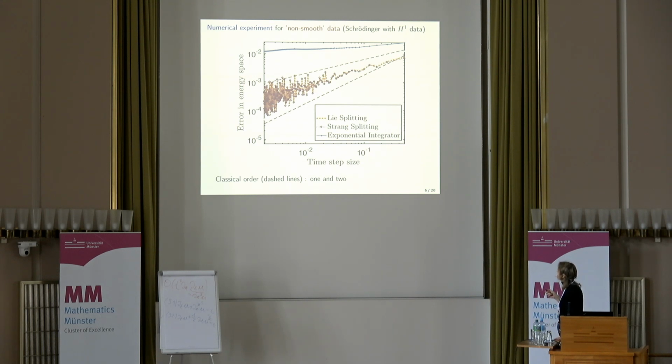And maybe I was very naive, but what I always thought in numerical analysis is that it always pays off to use higher order methods. Somehow I thought you always gain something if you use higher order. But what you see here, and I think this is very interesting, is that the error of the Lie splitting method, first order, and the Strang splitting method, second order, is exactly the same. So for rough data, you do not gain anything in using higher order methods.